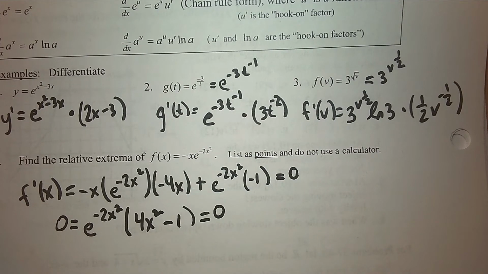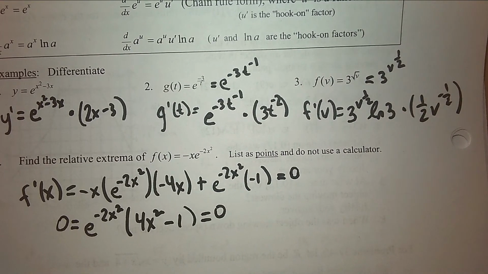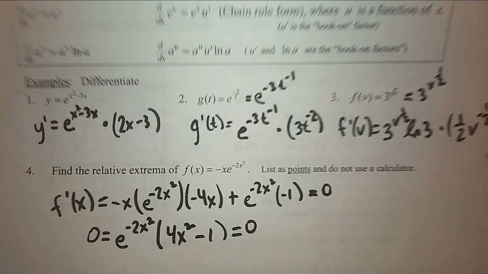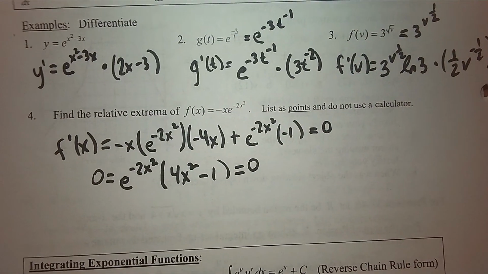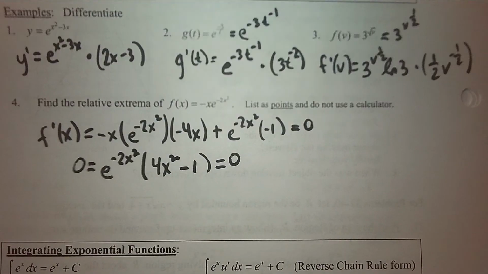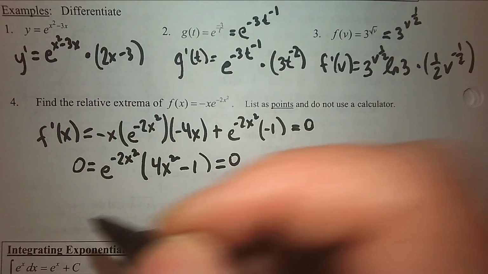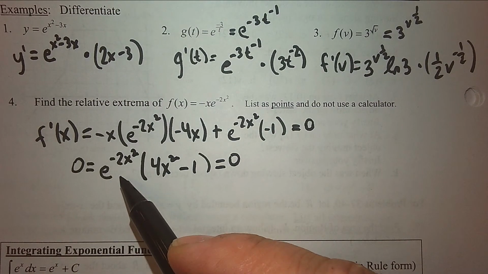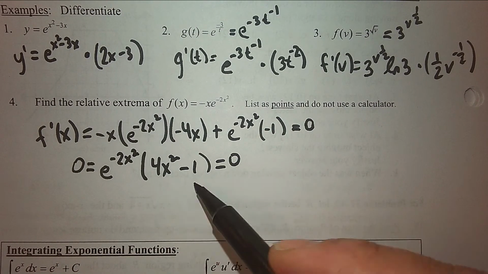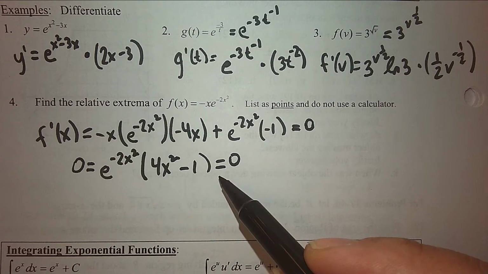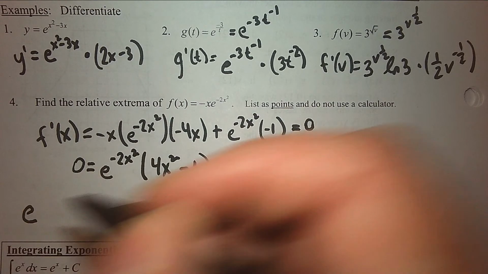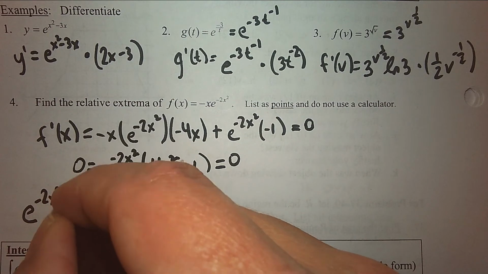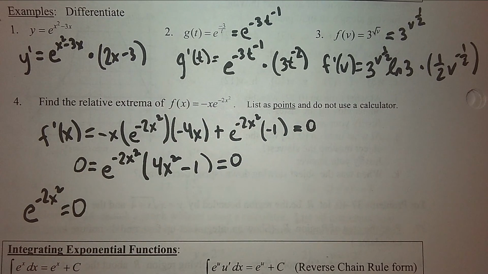So once it's factored, how do you solve an equation? Once it's factored, how do you solve it? This is called the zero product property. You take each factor and make it equal to 0, so if one is 0, 0 times anything is 0, or if the second factor is 0, then 0 times anything is 0. So first I'm going to take e to the negative 2x squared equals 0, and I'm going to solve that.